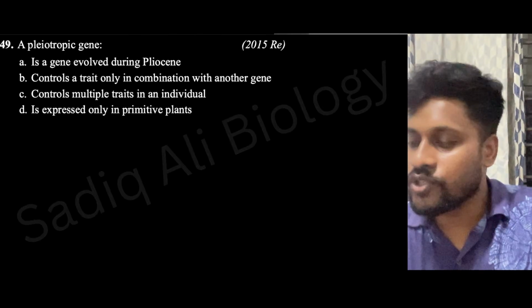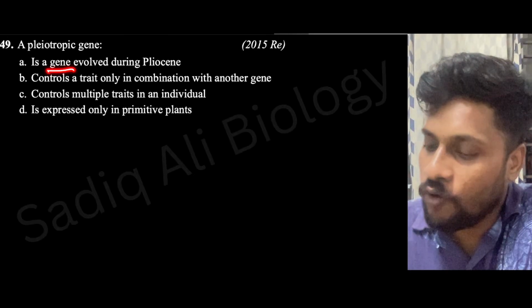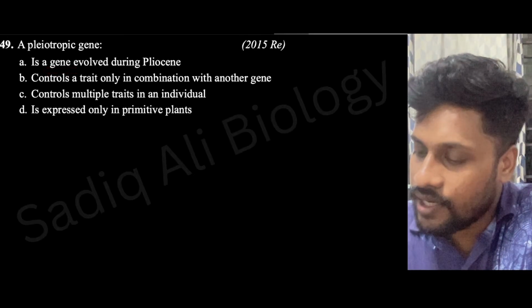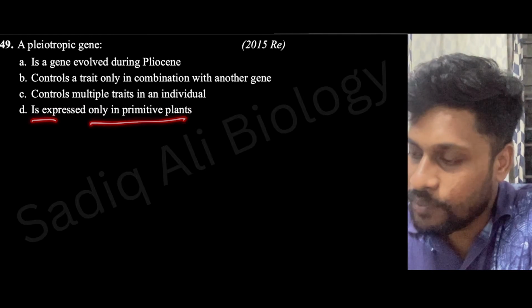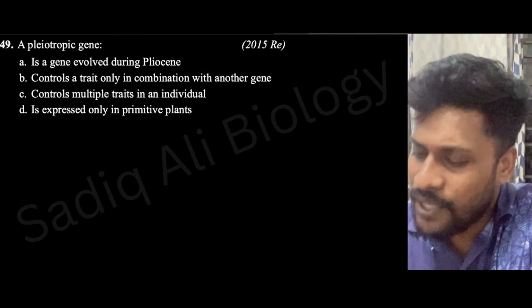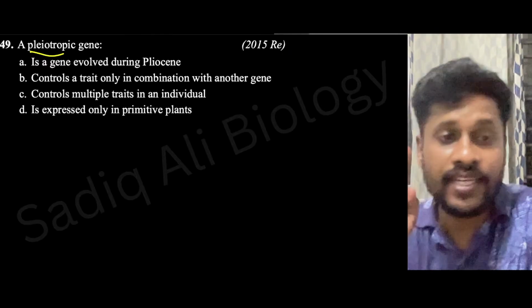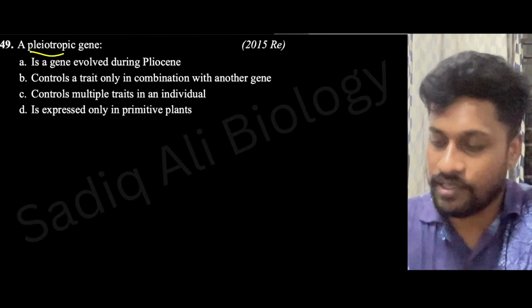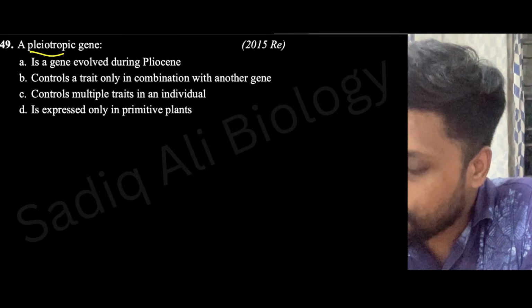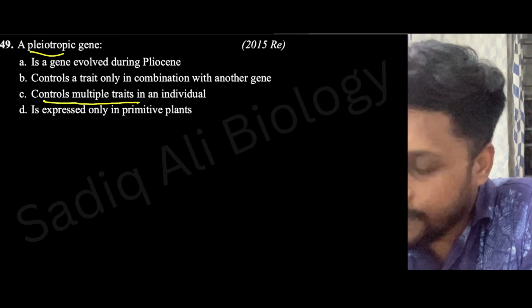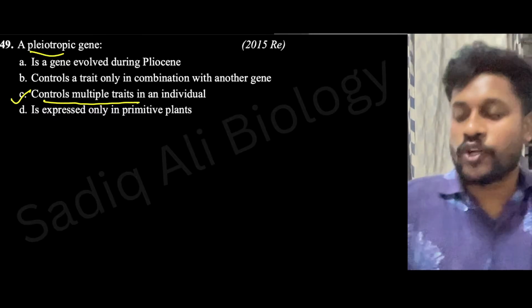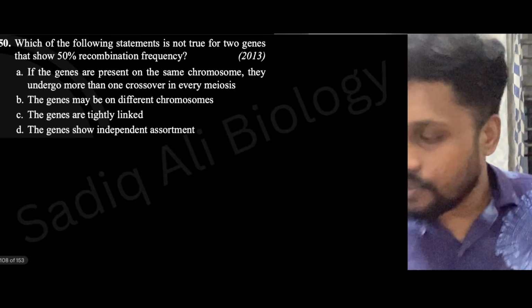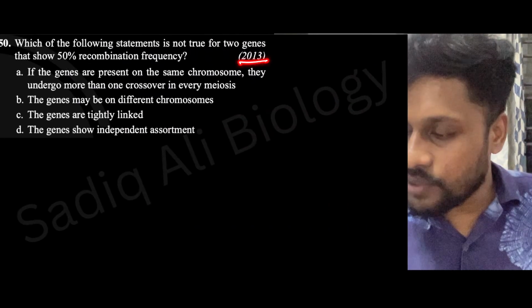A pleiotropic gene is a gene evolved during Pliocene, control a trait only in combination with another gene, control multiple traits in an individual, is expressed only in primitive plants. Pleiotropy means what? Always remember single gene influence multiple phenotypic expression. So what will be the answer? Control multiple traits. Yes, a single gene control multiple traits, which is called pleiotropic gene. C is the answer. Now let's take another question for NEET 2013.